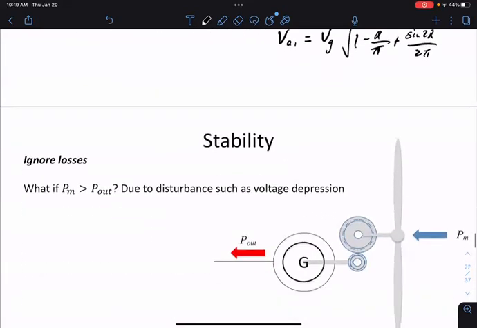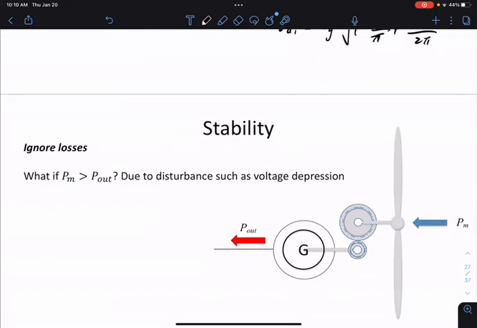So that's one issue. Then stability. The last thing we're going to look at in this class is stability, and think about what happens in stability. Here we have mechanical power into it. We're going to ignore losses. After some losses, mechanical power goes in, and if your mechanical power is larger than the power you can get out of the generator, then you really have a problem.